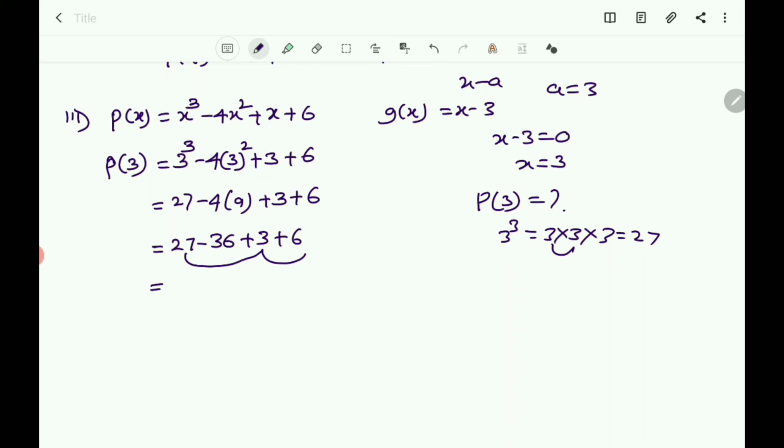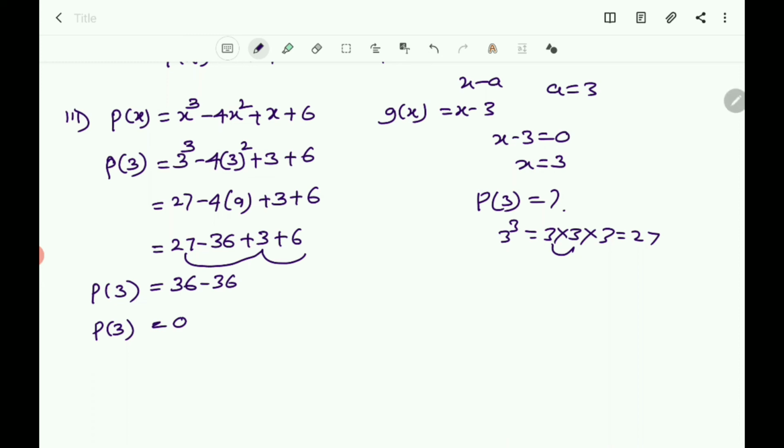27 plus 3 is 30. 30 plus 6 is 36 minus 36. So P of 3 is 36 minus 36. Here you got 36 minus 36 is 0. As P of 3 is equal to 0, you can say that x minus 3 is a factor of x cube minus 4x square plus x plus 6.